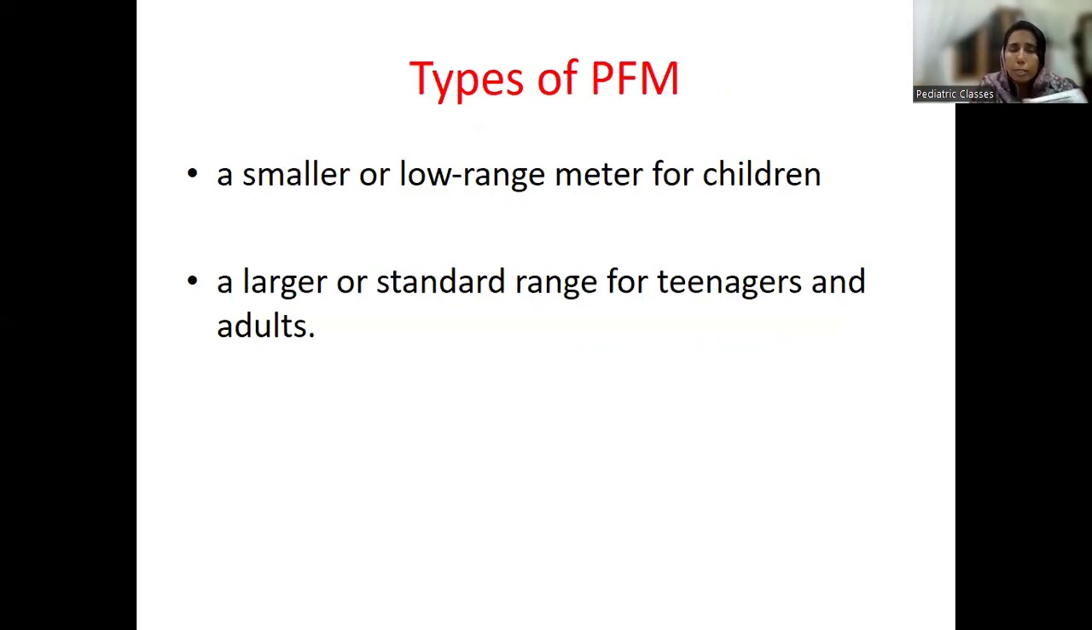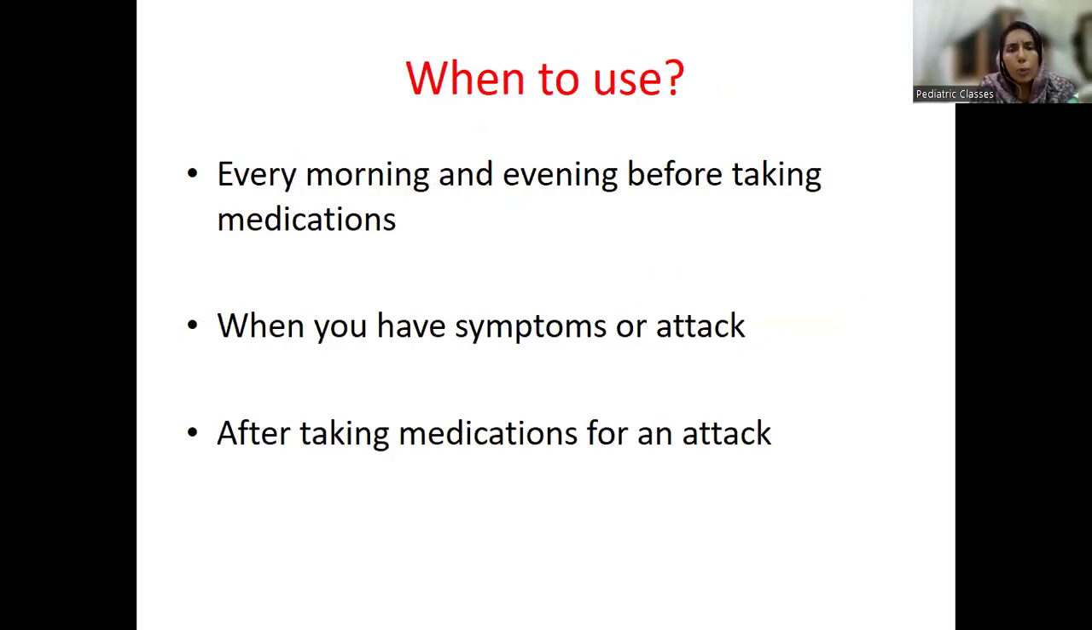There are two types: a small or lower range meter for children and a larger or standard range meter for teenagers and adults. We have to use it every morning and evening before taking the medication. We can also use it when you have symptoms or an attack. To predict an attack also, this will be helpful. I will tell you how exactly it helps in the following slides.